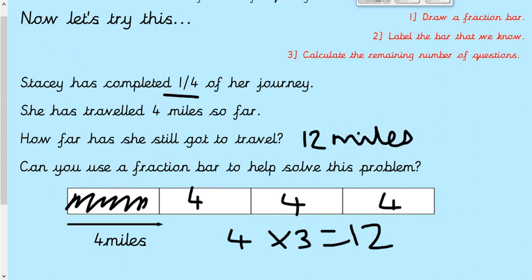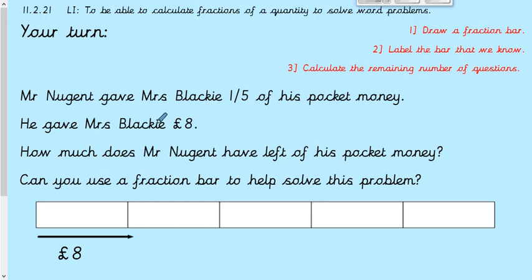So now it's time for you to have a go at that. So it says, Mr. Nugent gave Mrs. Blackie 1/5 of his pocket money. He gave Mrs. Blackie £8. How much does Mr. Nugent have left of his pocket money? Can you use a fraction bar to help solve the problem? So if you want to pause the video and have a go, then go for it. If not, then we'll go for it together.